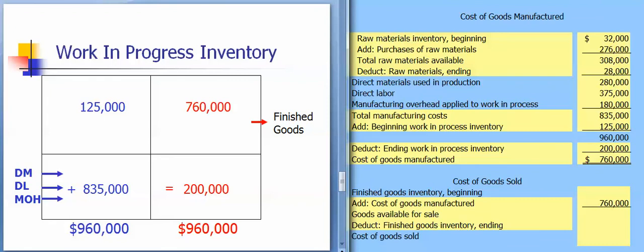Again, if we were to look at boxes, our beginning work in process balance plus our manufacturing cost of $835,000 gives us the total cost we need to account for. Both sides of the box need to equal. So if it wasn't left in ending work in process, it had to be transferred out to finished goods, which is our cost of goods manufactured.